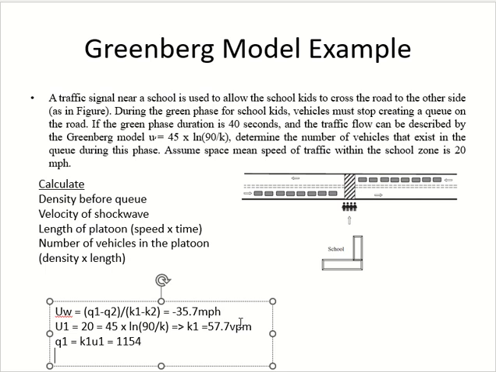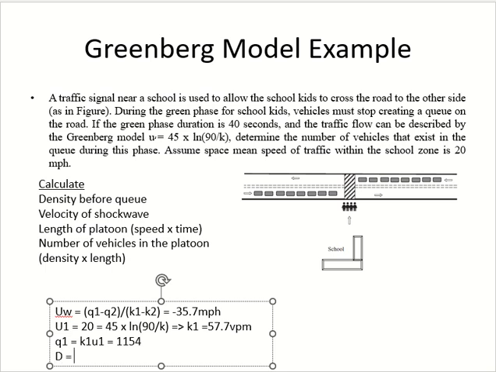Okay, what they are asking for is to determine the number of vehicles that exist in the queue during this phase. So now you know the speed of the shock wave, and I need the number of vehicles in the queue. To get the number, I should know what? The length of the shock wave. So you know the speed and you know the time, right? Time is 40 seconds. So the shock wave will go at a speed of 35.7 and it will continue for 40 seconds. So how long will it be?